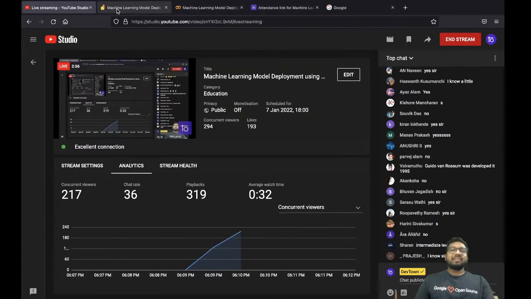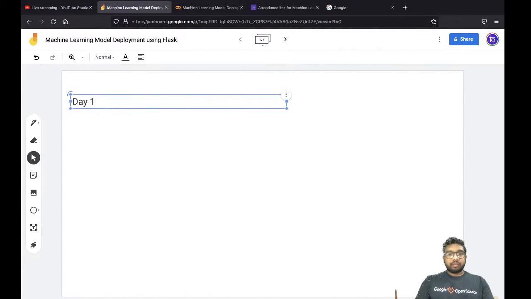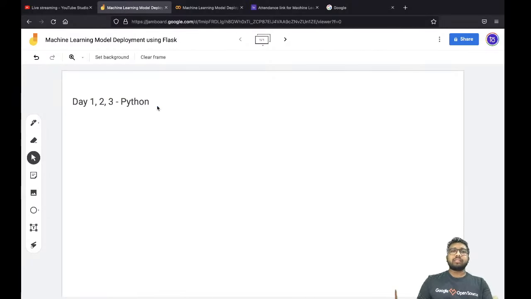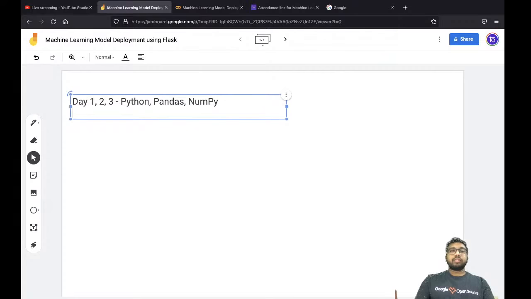Perfect. Awesome. So what we are going to do is: day one, day two, and day three, these 3 days will be dedicated to Python. On day three, if we get time, we may consider pandas, and we are going to consider NumPy as well. So this is the schedule for the upcoming three days. We're going to start with Python. I know many of you know about Python, but there are still some people who are not aware of it, right? So we're going to refresh some of the concepts, and we're going to understand what exactly Python means.